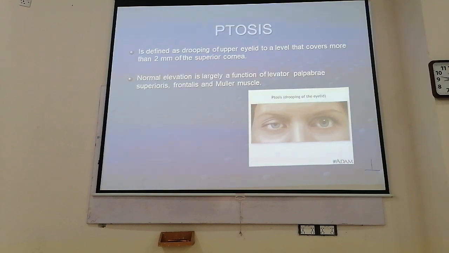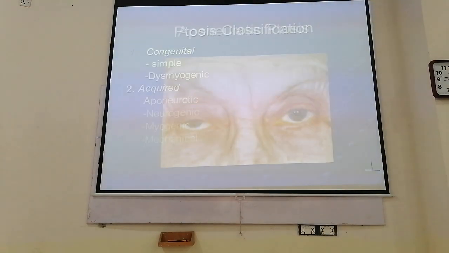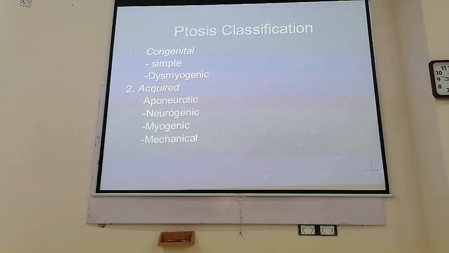So you can see in this picture there is the drooping of the right upper eyelid. So it is right ptosis and mild ptosis. You will see the gradients of the ptosis also. This is the classification of the ptosis. Number one, congenital. Number two, acquired. Congenital ptosis can be simple or dysmyogenic, as the name suggests. There is maldevelopment of the levator muscle. Okay, and acquired has got four causes.